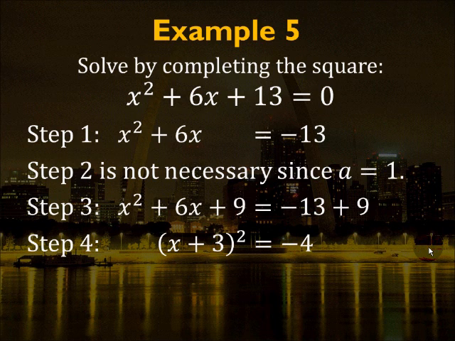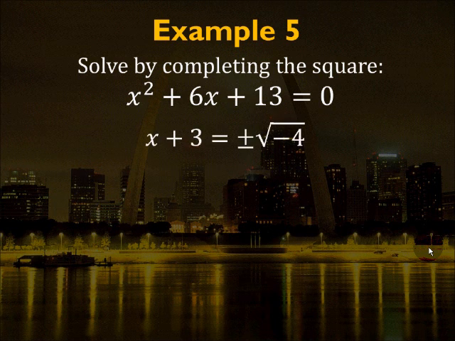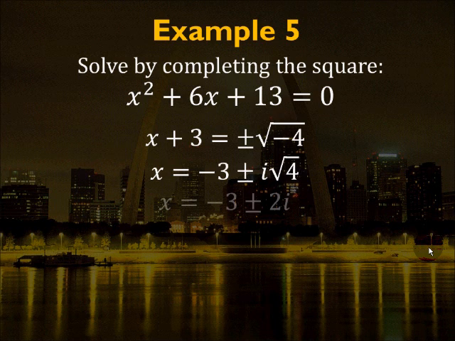So let's take the square root of both sides, and you get x plus 3 equals plus or minus the square root of negative 4. And again, you'll want to take the i out of the negative 4, so it becomes i root 4. x is negative 3 plus or minus i root 4. Now take the square root of the 4 to get 2. So x is negative 3 plus or minus 2i. And those are your 2 answers.